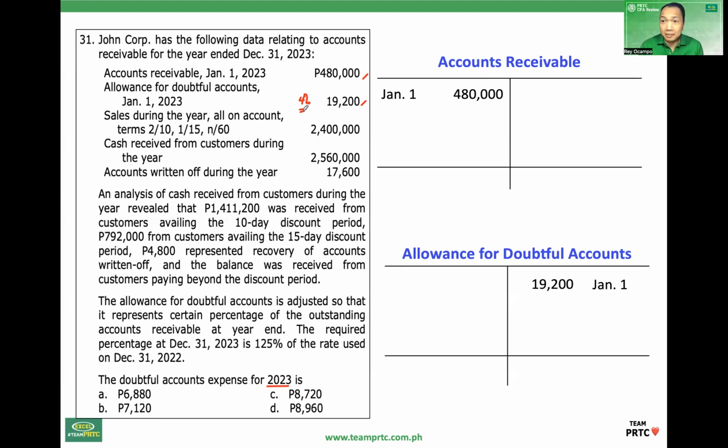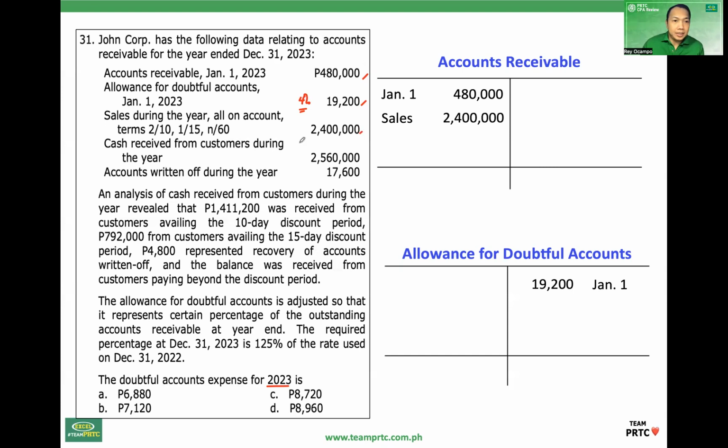Now, transactions during the year. Gawa natin ang entry for emphasis. Sales during the year, all on account. Terms, 2/10, 1/15, N/60. So entry to record the sales: debit accounts receivable, credit sales. So, debit AR to record sales. All sales in this case on account. So, debit AR, credit sales.